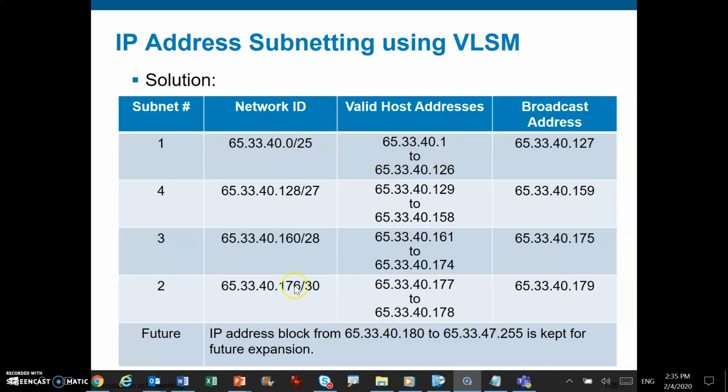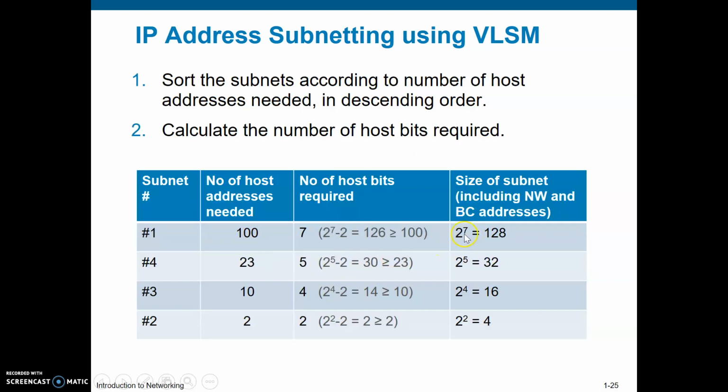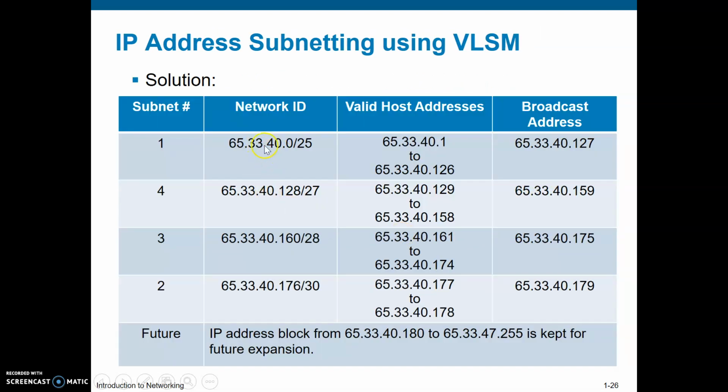Actually, you can derive this solution very quickly. Okay, how? If you look at the earlier slide, subnet 1, you need 7 host bits, which will give you a total of 128 IP addresses, including network and broadcast address, remember? Okay, so what you need to do is, this is the first address that you are given. Okay, it's a /25.